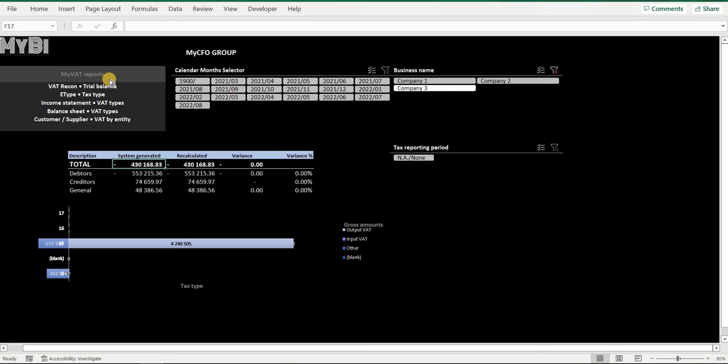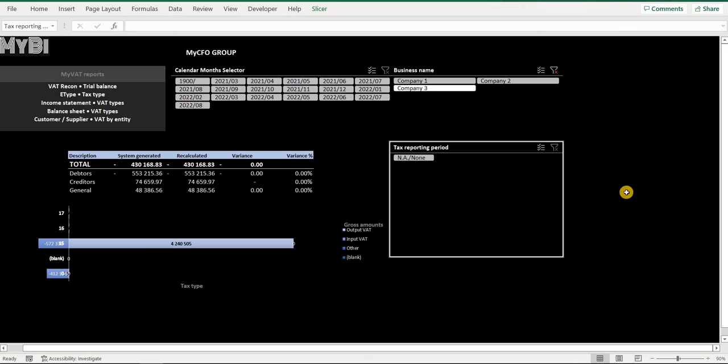Alright, so let's quickly start here and just see what we've got on the main page. Okay, so we've got some month slicers here. That obviously is important because you are submitting VAT per period, per month. And then you've also got a tax reporting slicer here. Now this reporting slicer is if you use your tax box report. So some guys use tax box report in Pastel. Now that's where you can use this.